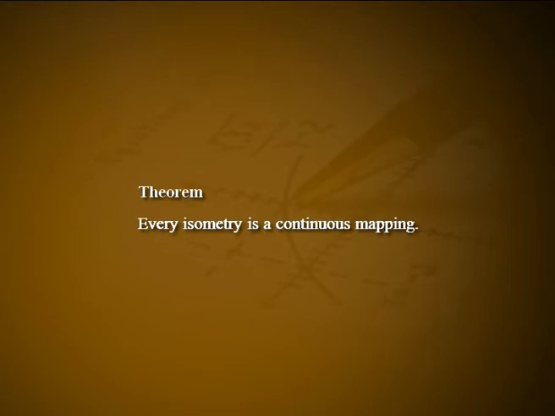Proof: The mapping d2 from Y cross Y to R defined by d2 of f of x comma f of y is equal to d1 of x comma y for all x, y in X is a metric on Y, as can be easily verified. From the definition of d2, f is an isometry from X onto Y, and so (X, d1) and (Y, d2) are isometric. Theorem: Every isometry is a continuous mapping. The proof of this theorem is obvious.